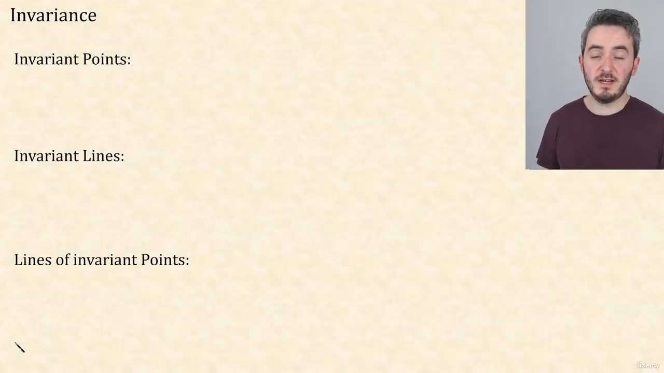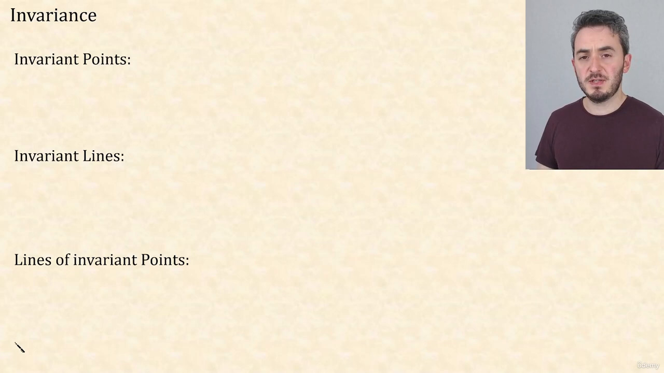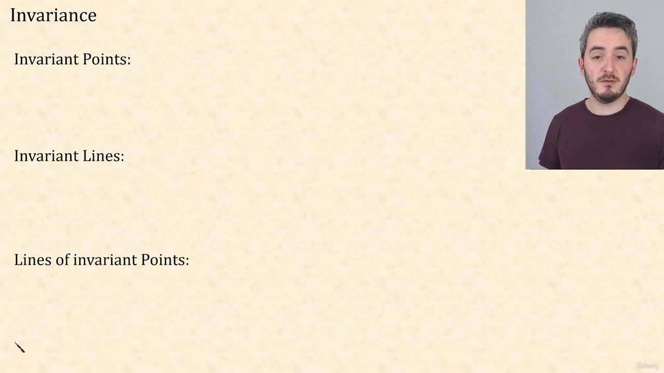We're now going to turn our attention to invariance. Invariance means something that is unchanged. If something is invariant under a transformation, it means it's not affected by it. And there are three types of invariance that we're going to explore.